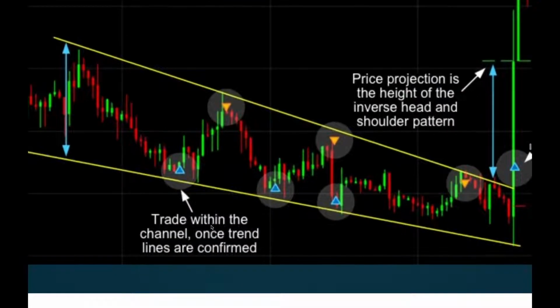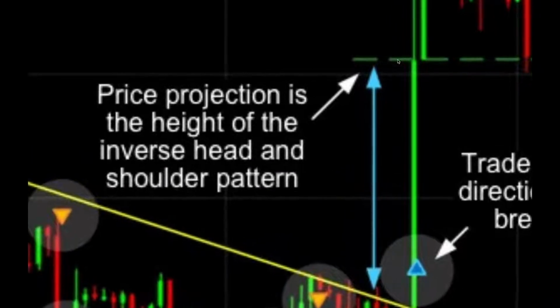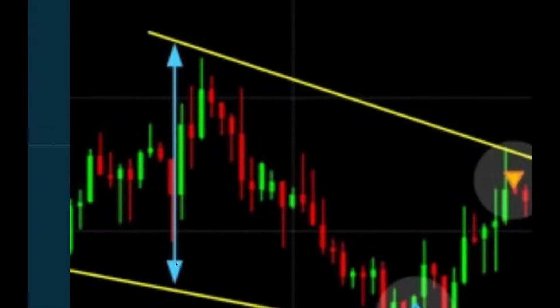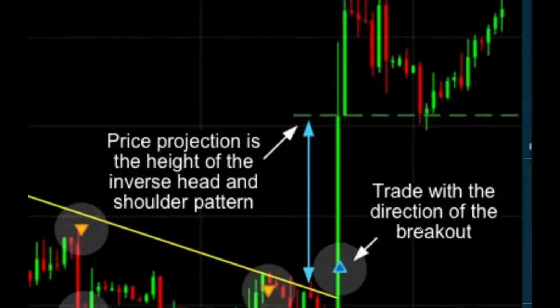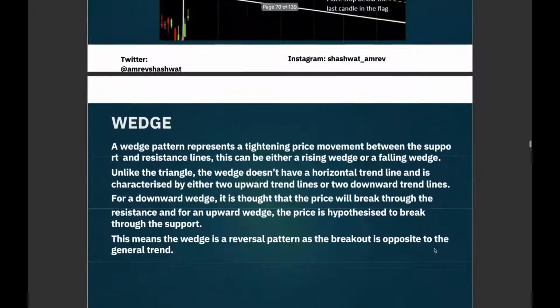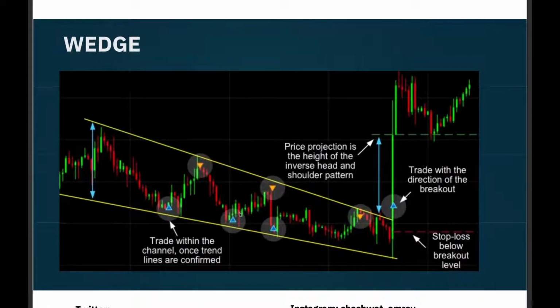So trade within the channel once trend lines are confirmed. Price projection is the height of the inverse head and shoulder pattern. See this pattern, this one will be your this one. And now coming to inverse head and shoulders. I'll be teaching inverse head and shoulders and head and shoulders first, but just check this out. I hope this is clear to everyone. Rising and falling wedge.